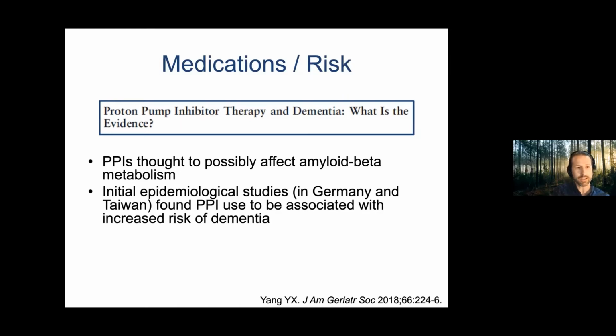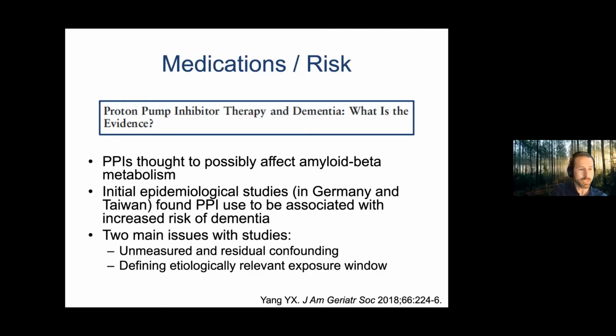Another medication class that was examined for possible association with dementia was PPIs. So it initially was reported in 2013 that lansoprazole increased amyloid beta production in some cellular models and an animal model of AD, but the exact mechanism was never really fully understood. So you had some initial pharmacoepi studies that came out that reported an association between PPI use and increased risk of dementia, but these studies had some limitations.